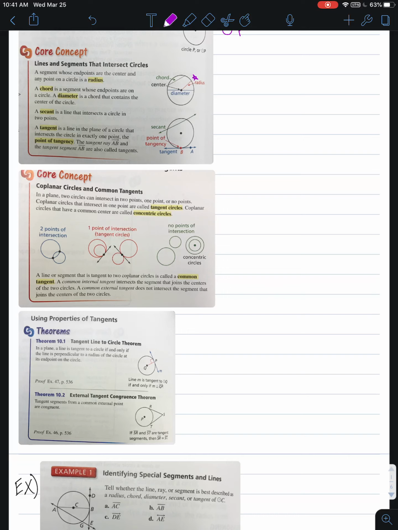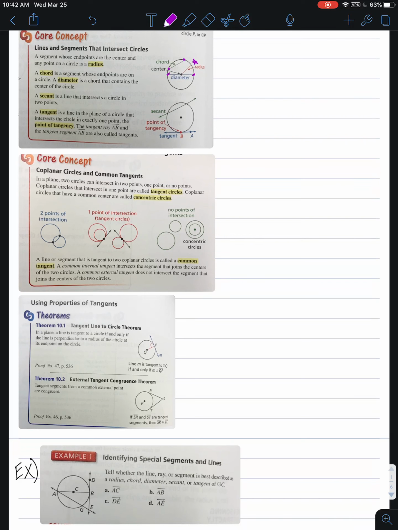Same thing with diameter. You've talked about diameters before, but a diameter is going to be one that starts on the outside of the circle and then goes through the middle to connect to the other side. That's going to be a diameter. A chord, this is going to be a new one for you. You'll notice over here it says a chord is a segment whose endpoints are on the circle. So in this chord up here at the top, this point right here and this point right here are the endpoints of that segment. Because those two endpoints are on the circle, that segment right there is a chord.